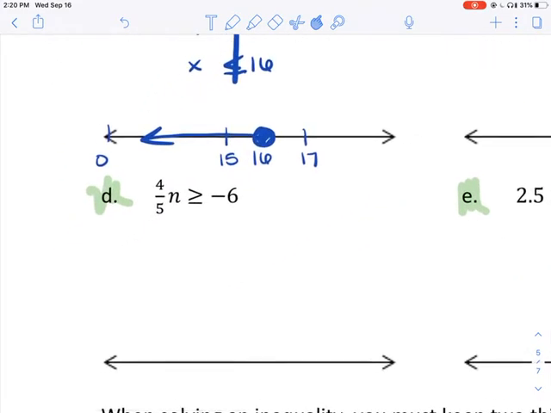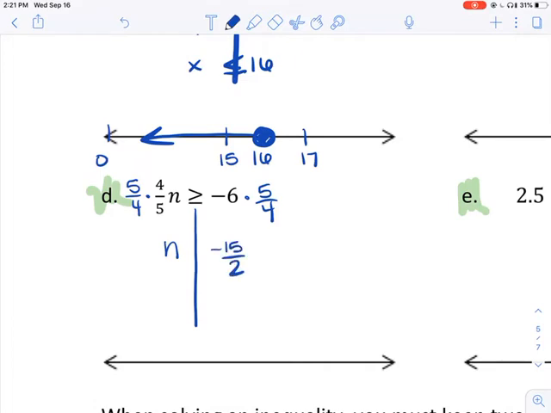Okay, let's look at D. I draw my line, and to undo multiplying by a fraction, you multiply by the reciprocal. That's how we divide. And I'll get n, and on the other side, I'll get -30/4, which simplifies to negative 15 over 2. But which direction should my sign go? I multiplied, but I did not multiply by a negative. I multiplied by a positive. So I should keep my sign the same direction.